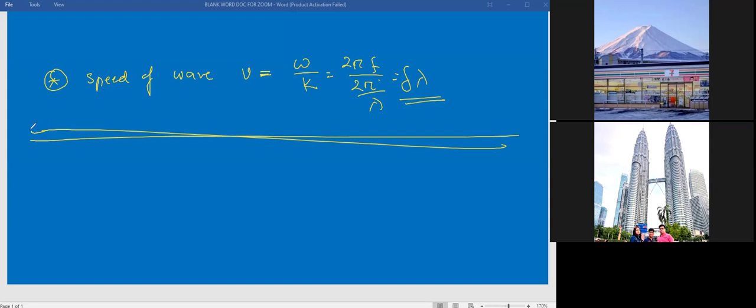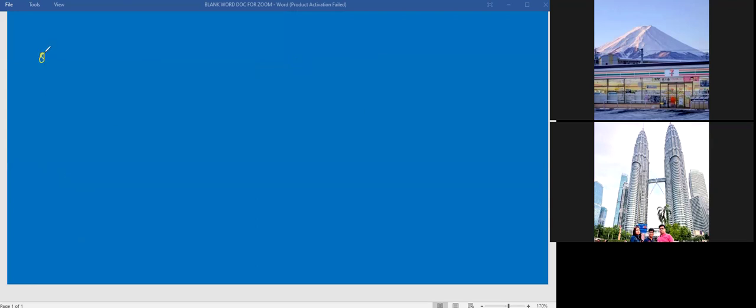Okay, now questions. So question is, equation of a wave is given by 20 sin(100 pi t minus 50 pi x plus 45 degree). All units are in SI.